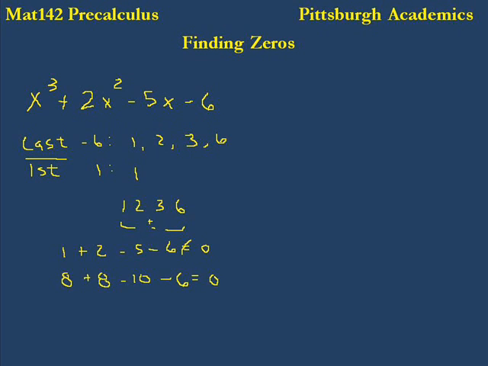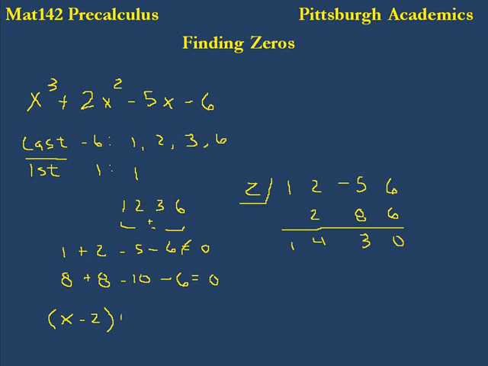The 2, though, when you put it all through and you do the addition and multiplication, the 2 actually does result in 0. So we know that 2, actually x minus 2, is going to be one of the factors because the 2 works. But we have to do division here to find out what the polynomial is going to look like once x minus 2 is taken out.